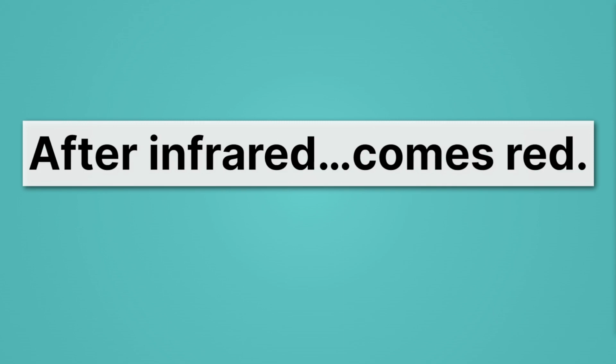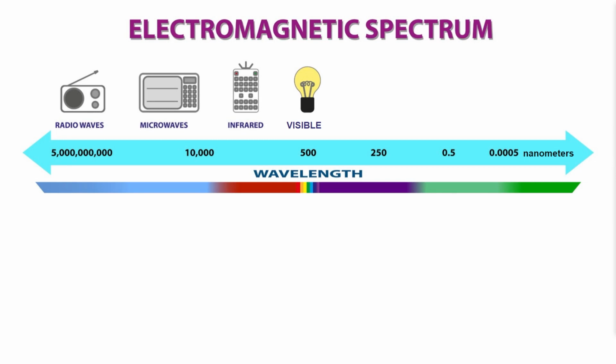Okay, after infrared, what comes next, do you think? Well, it turns out red. So after infrared comes red. That's a really useful mnemonic to keep track of what comes after infrared, and we'll see it has another use in just a minute. Okay, so after our infrared comes visible light, which includes red.